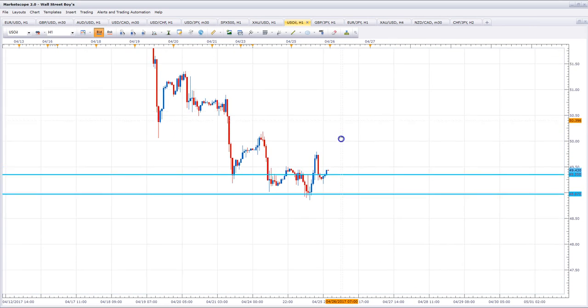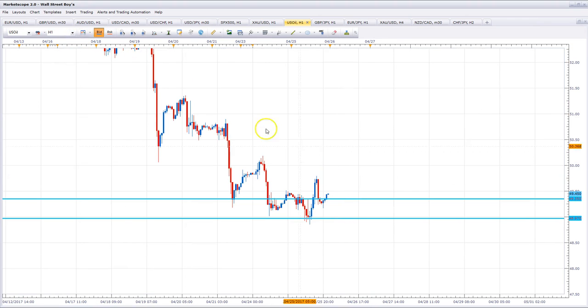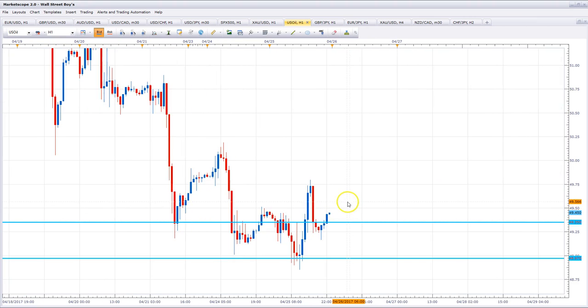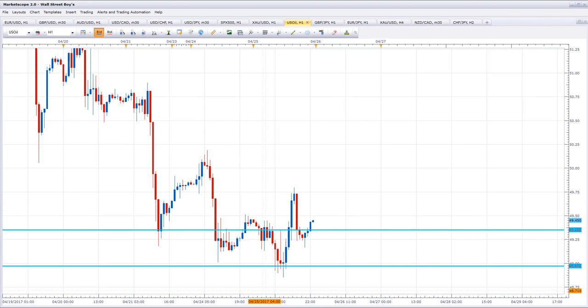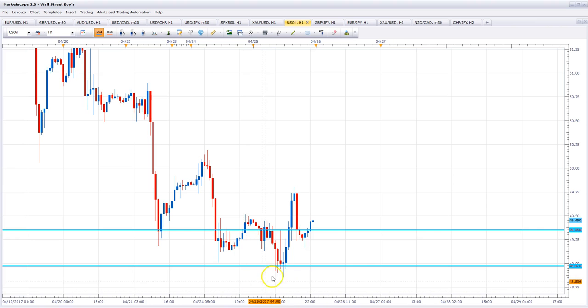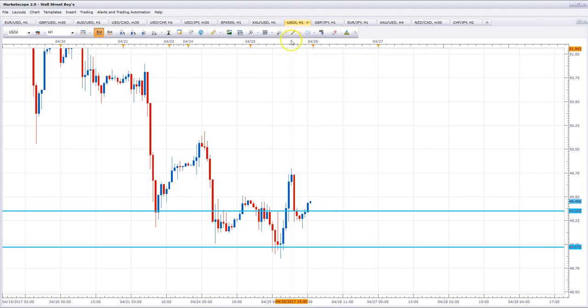So that's my lower and my upper pivot. Okay, so on this example, since we're expecting the US oil to go up, I'm going to be looking for long opportunities. If the price keeps respecting this resistance line, then I'm gonna go long.